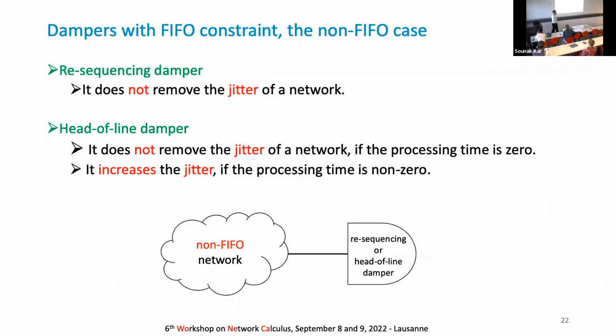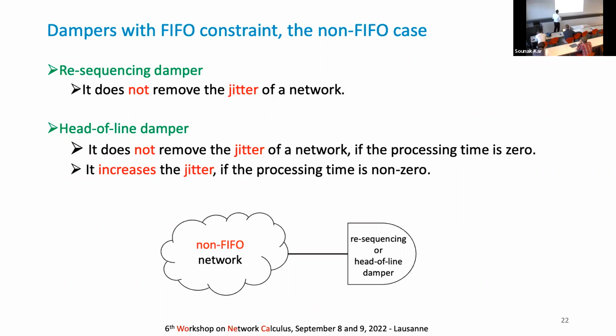However, what happens if we have a non-FIFO network? What we see is that with a non-FIFO network, a resequencing damper is not able to remove the jitter of the network. And with a head-of-line damper, if the processing time can be assumed to be 0, it is the same, so it cannot remove the jitter. So it does not provide the goal that it has. And even when the processing time is non-zero, it even increases the jitter.